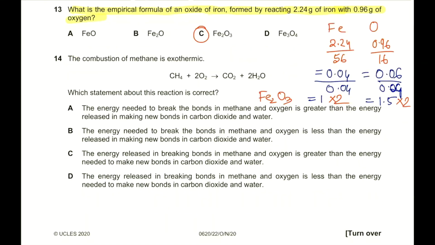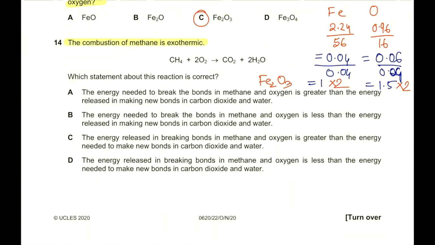Now guys, moving to question number 14. The combustion of methane is exothermic. We can see the reaction. Which statement about this reaction is correct? So guys, the energy needed to break the bonds in methane and oxygen is greater than the energy released in making new bonds in carbon dioxide and water. That means the overall reaction will be endothermic. Whenever the energy needed to break bonds in the reactants is greater, that means this is an endothermic reaction. But they say that this is an exothermic reaction. So that will be wrong.